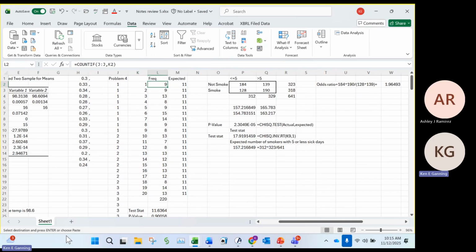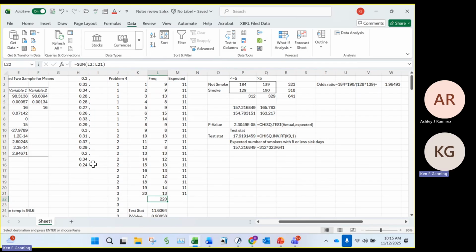I have a COUNTIF command. How many in column J match a 1? How many match a 2? How many match a 3? All the way, how many match a 20? I have 220 data points. I have 20 possibilities. 220 divided by 20 is 11. My expected is 11 in each case.